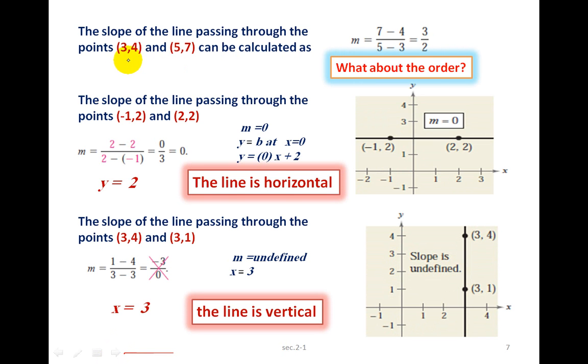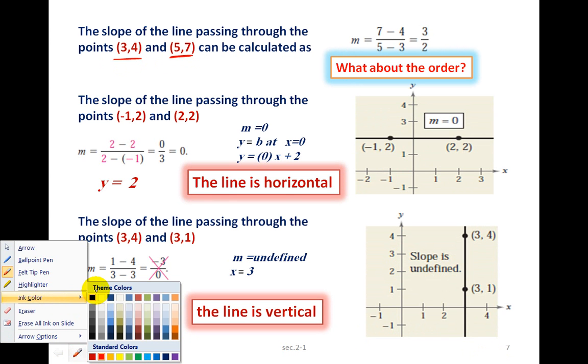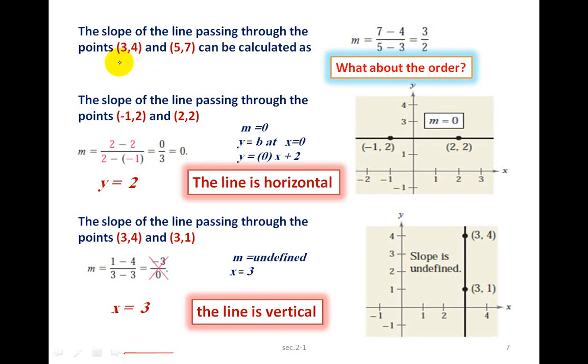For example, we have these two points, (3, 4) and (5, 7). You can name them. Of course, the first coordinate is x and the second one is y. So here you can say x1 and y1, and here x2 and y2, or you can use the opposite: this is x2, y2, and here x1, y1. It doesn't make any difference, by the way. The answer will be the same.